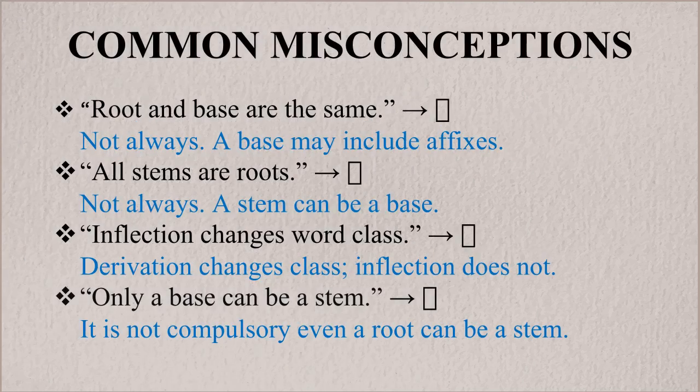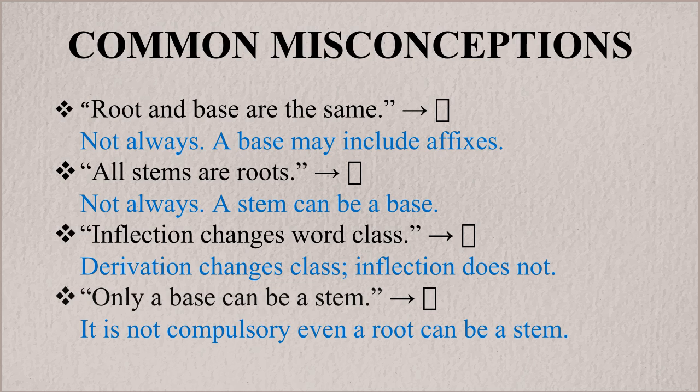Now we will discuss some common misconceptions. First is this, that root and base are the same. It is wrong. A root is the most basic part of a word with no affixes. A base is any form to which an affix can be added, so root and base are not always the same. In morphology, root is the irreducible core, while base is the form that accepts affixation. All roots can be bases, but not all bases are roots.